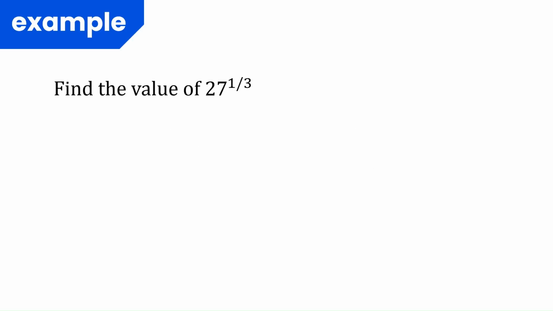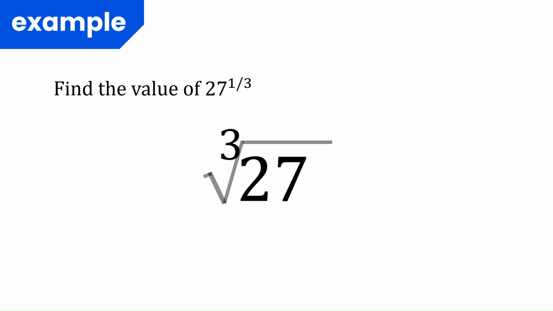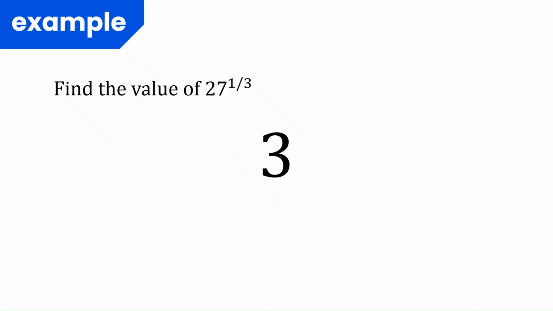So here's a typical GCSE example. Find the value of 27 to the power of 1/3. So 27 to the power of a third is the same as writing the cube root of 27, which is just 3, since 3 times 3 times 3 is 27.